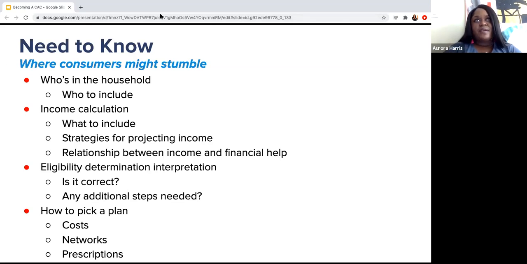And that, I think, is where the CAC plays a critical role in really helping people understand costs, helping people understand networks, seeing that their doctor is a part of that network, helping them understand the prescriptions and all of that, and really helping them work through their options.